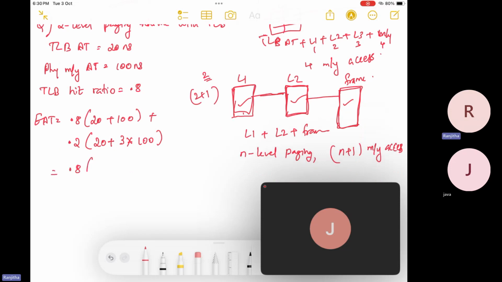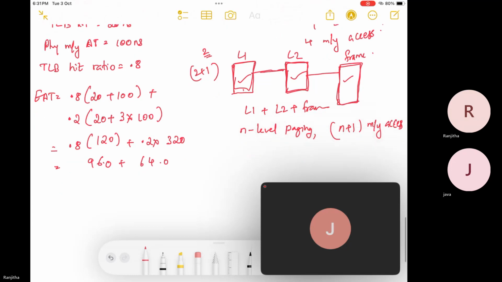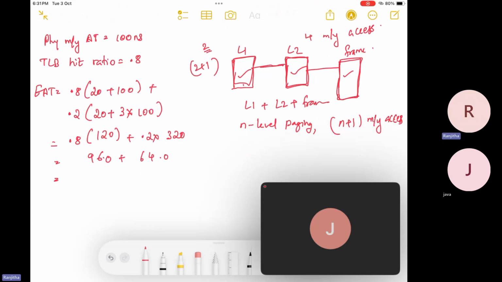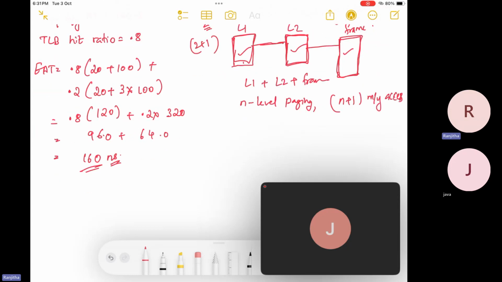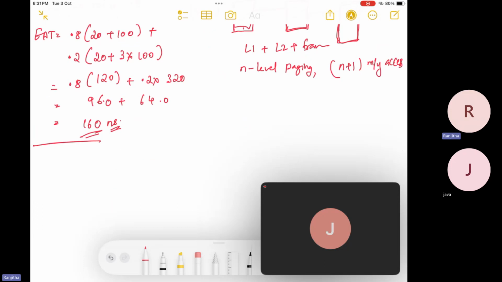So the answer is 0.8 into 120 plus 0.2 into 20 plus 300, 320, which is 96 plus 64, equal to 160 nanoseconds. Okay. So this is how, when we have multi-level paging with TLB, we compute the access time. Let's see one more example.